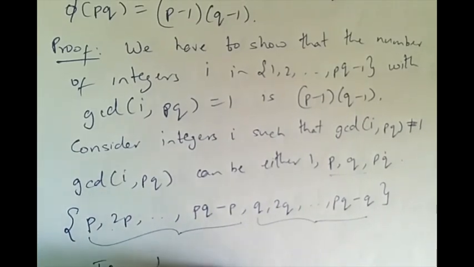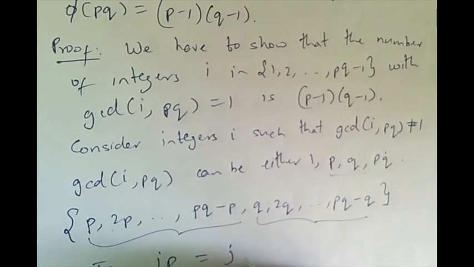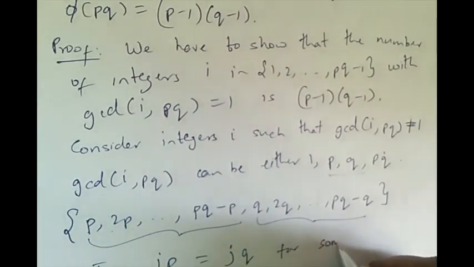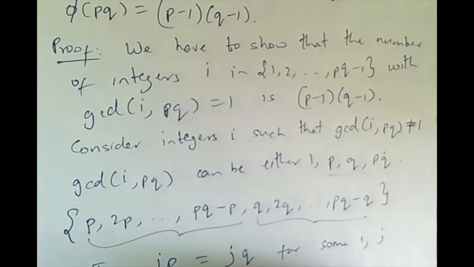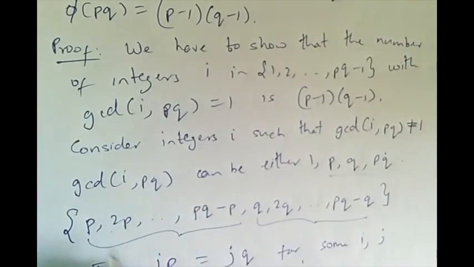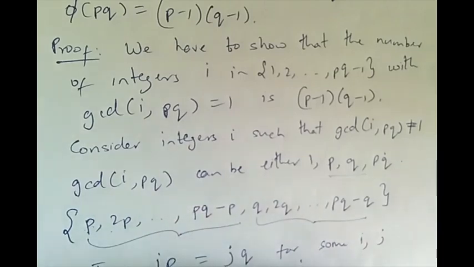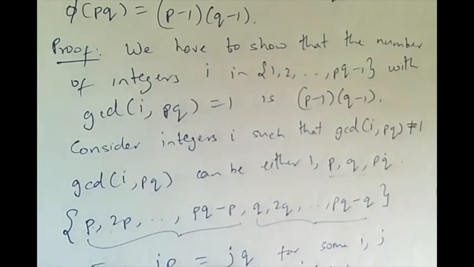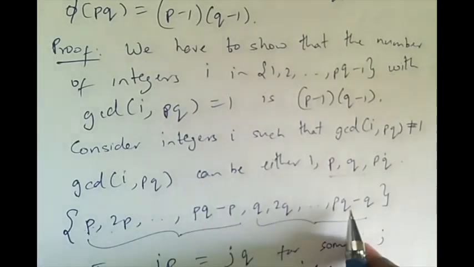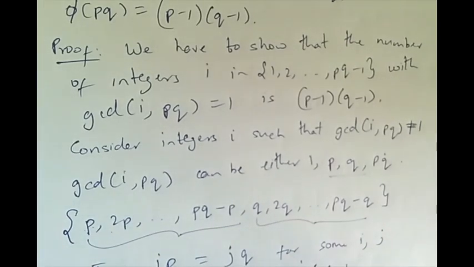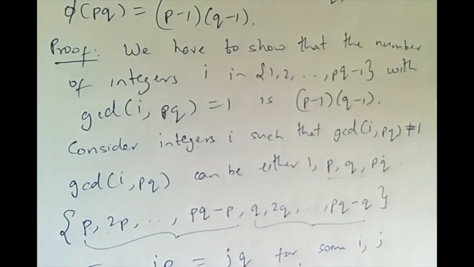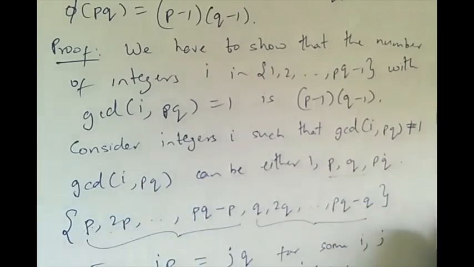if I times P equals J times Q for some I, J such that I, as multiples of P, is going to be from 1 to Q minus 1, and J, as multiples of Q, is 1 to P minus 1. Then we have a contradiction. Why is that?